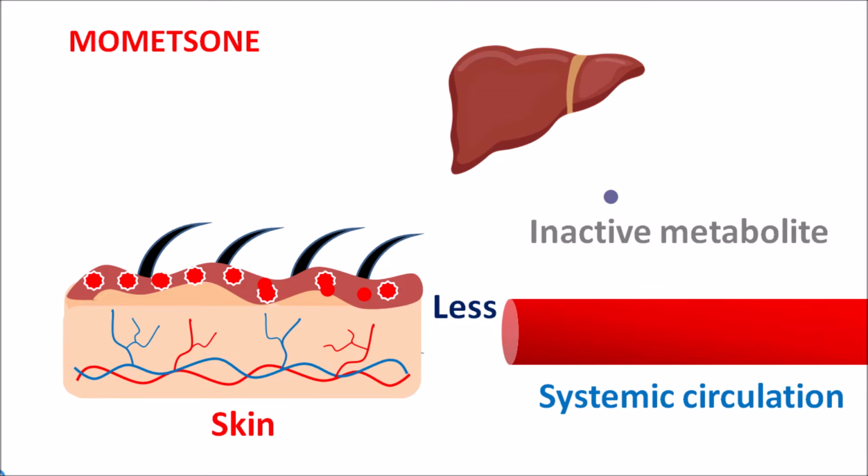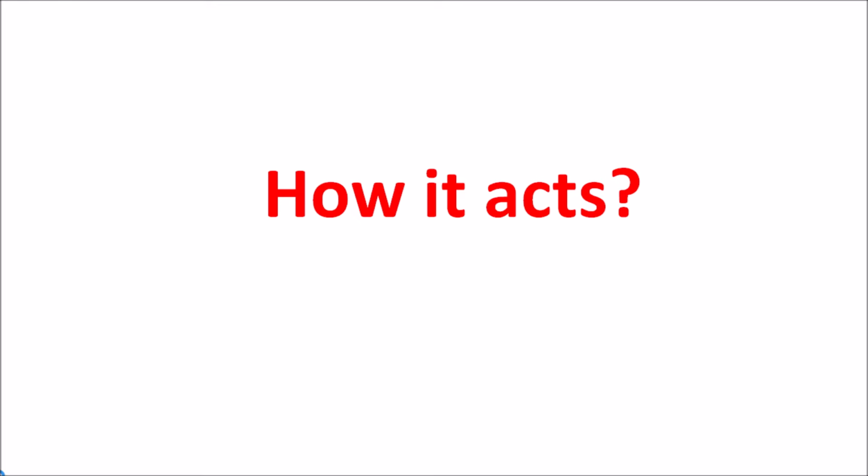So due to extensive metabolism and less systemic absorption, mometasone furoate is mainly used by topical route and it has very less systemic exposure, resulting in decreased systemic side effects of mometasone. So this is one of the advantages of mometasone furoate, which can be used by topical route with less systemic side effects. Now let us see how this drug acts.